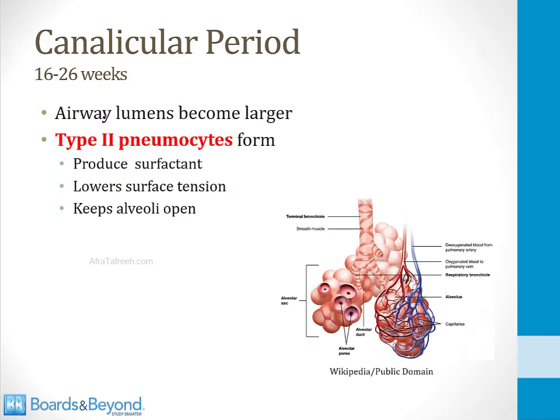Other things that happen during the canalicular period are that the airway lumens become larger, and very important cells, the type 2 pneumocytes, form. These are the cells that produce surfactant, which I talk about in other pulmonary videos. What surfactant does is it lowers the surface tension to keep the alveoli open.